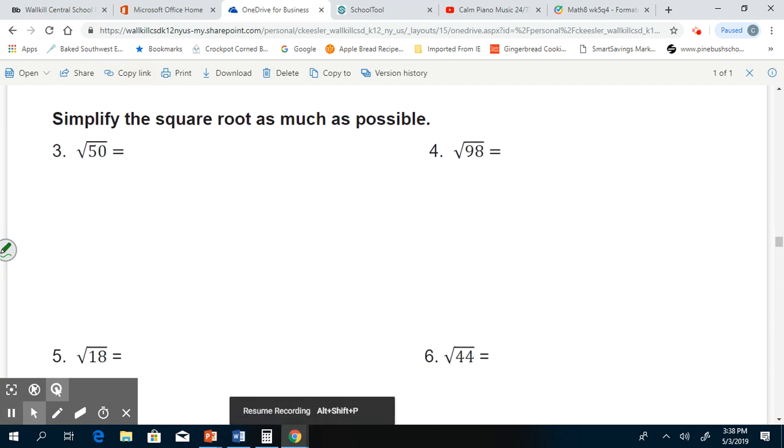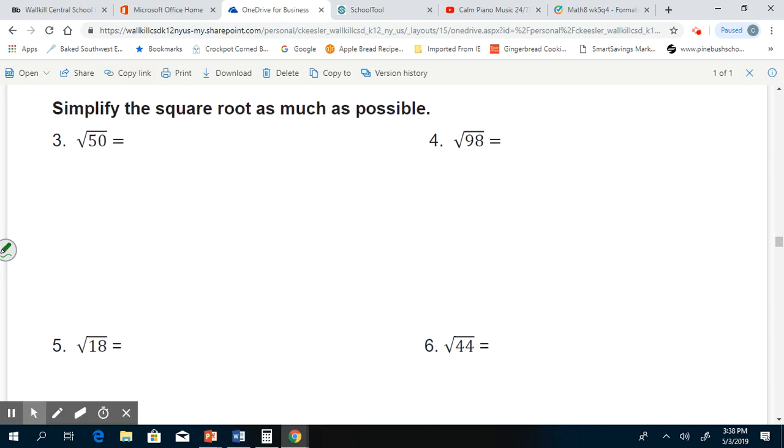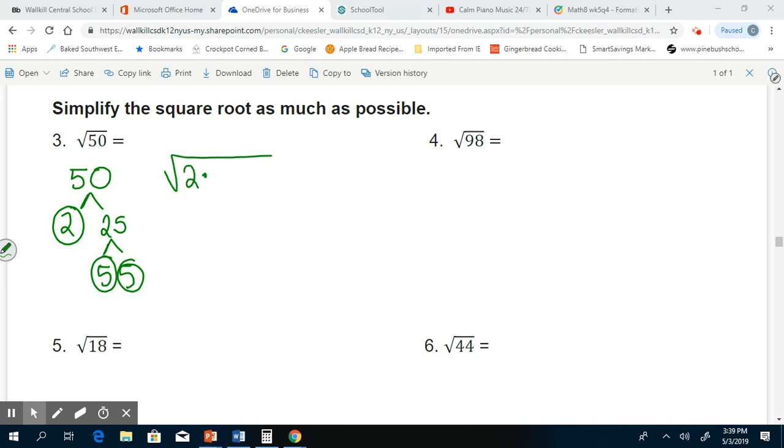All right, so number 3, we have the square root of 50. So again, we start by making our factor tree. 50 is 2 times 25. 2 is prime. 25 is 5 times 5, both prime. So under our radical, we're going to put 2 times 5 times 5.